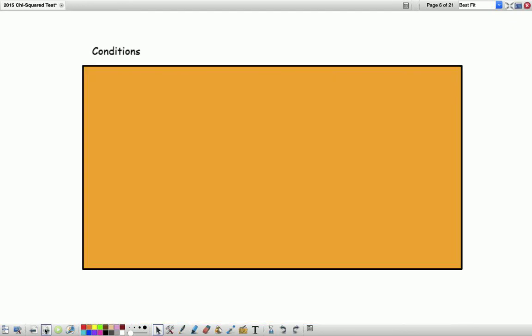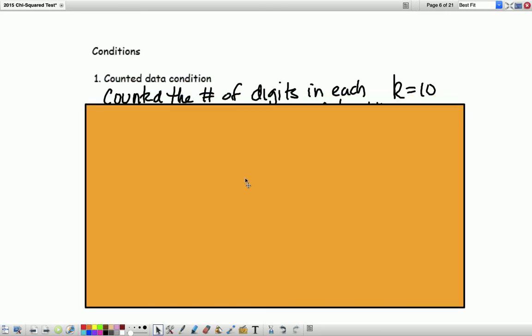All right, conditions are a little different because we don't have the same kind of data, so we can't use the same conditions. We can't use, oh yeah, n is greater than 30 for the central limit theorem. Well, we don't know that, so we don't have enough. We have a different kind of data, so we can't use the same conditions since it's categorical. So first one is counted data.